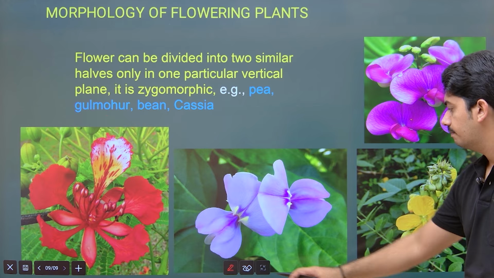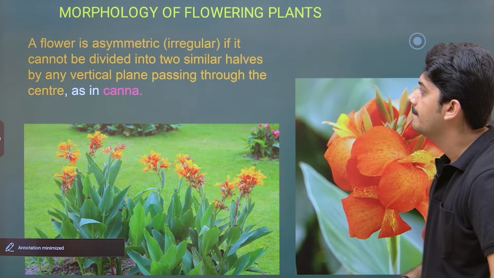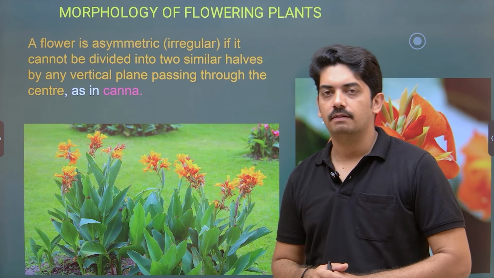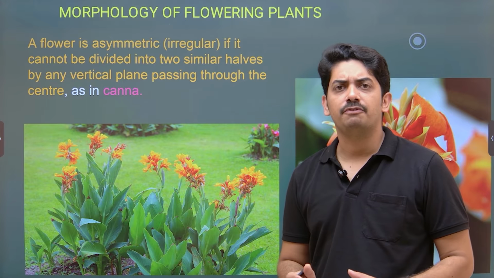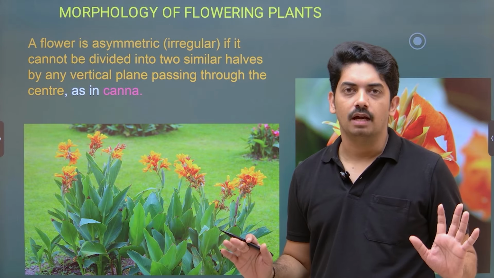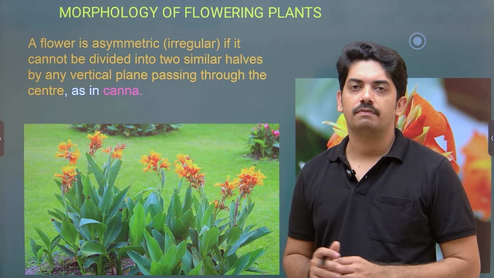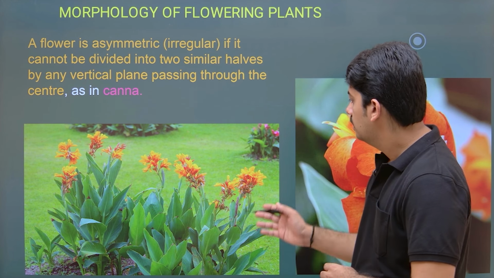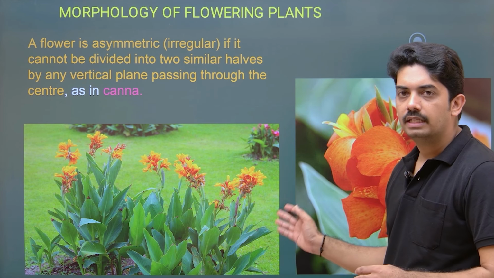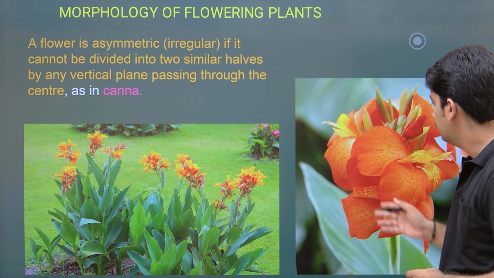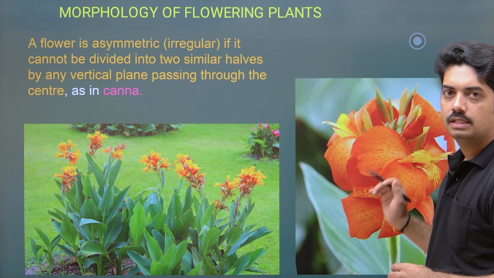Next one, asymmetric flower. In any plane, if you cut the flower, you won't get equal halves. That is asymmetric flower. Example is canna. This is the canna garden. This is one flower. Here there is no proper symmetry.